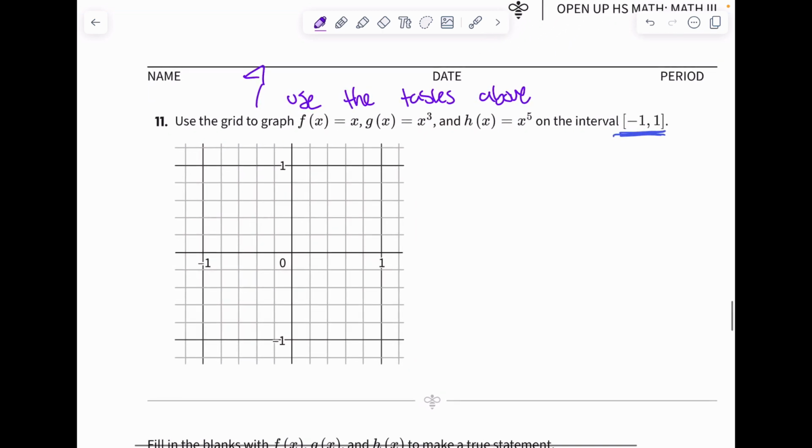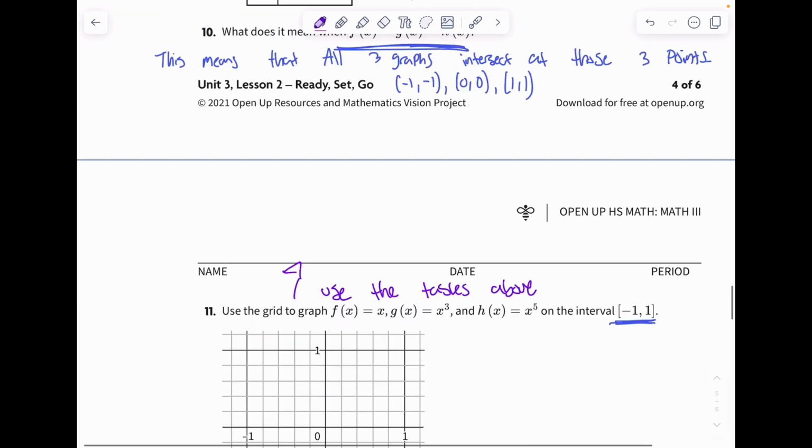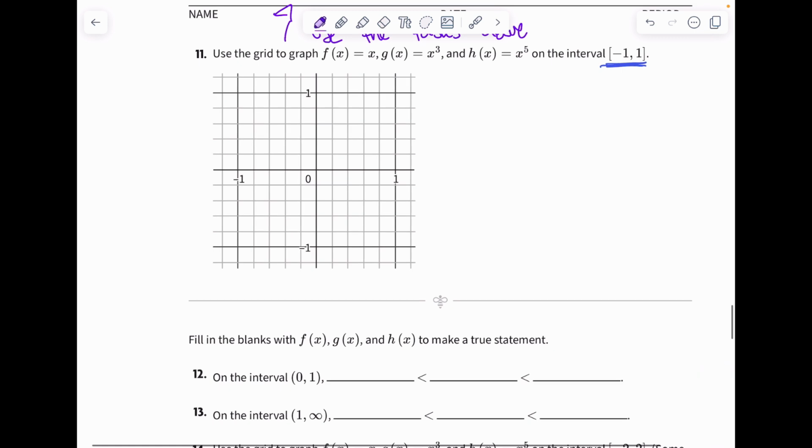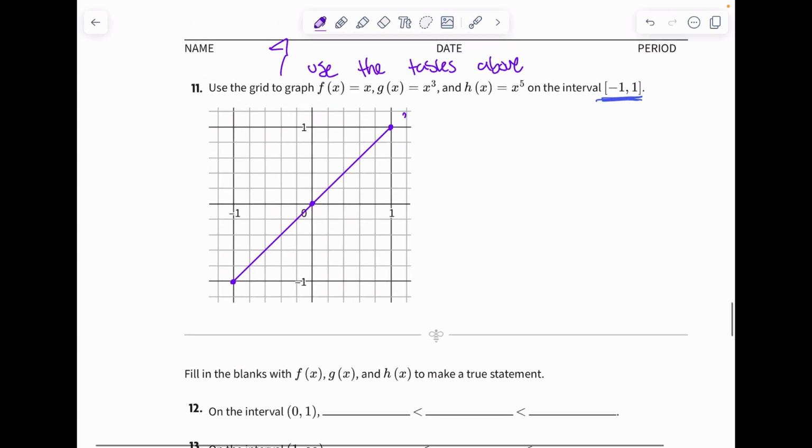So I'm going to graph f of x equals x. At -1, I'm at -1. So this is my first one. At 0, I'm at 0, and at 1, I'm at 1 right here, okay? So my first point will start here, and I'm going to go right up to there, okay? So this is f of x. Let's use a different color.